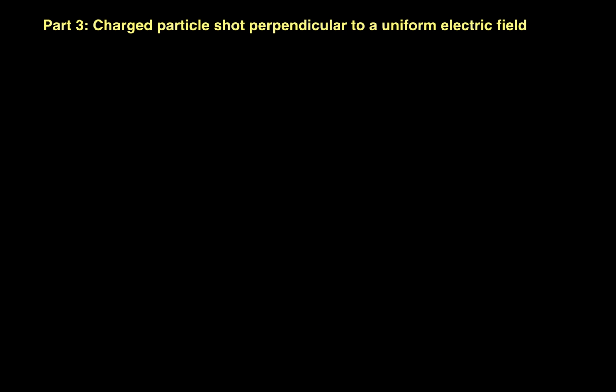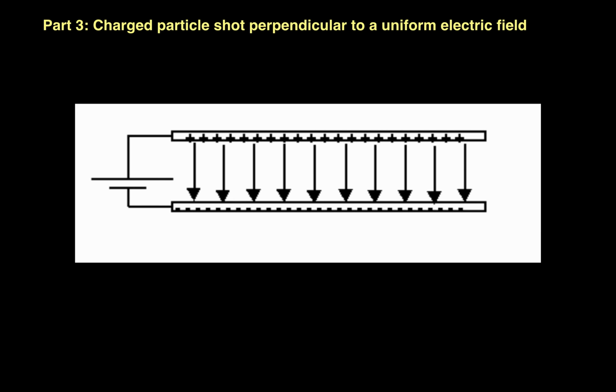Part 3. A charged particle shot perpendicular to a uniform electric field. In this part, we'll look at the second kind of parallel plate problem, when you have a charged particle shot with an initial velocity that is perpendicular to the electric field. The direction of the particle's path depends on the kind of charge it is. If it's a negatively charged particle, it will be attracted to the positive plate, and it will take a parabolic path, like a projectile, but in the direction of the positive plate.